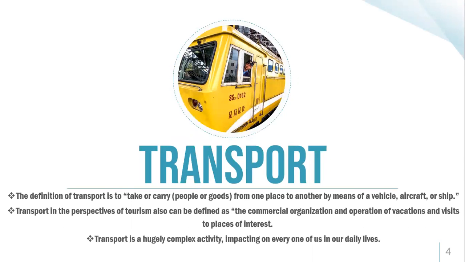What is transport? What is transportation? Transport can be defined as taking or carrying people or goods from one place to another by using what? Vehicle, aircraft, or ship. That is meant by transport. If you go from one place to another not using a vehicle, for example, you're using your leg, that is not transportation. Transportation must use a vehicle.